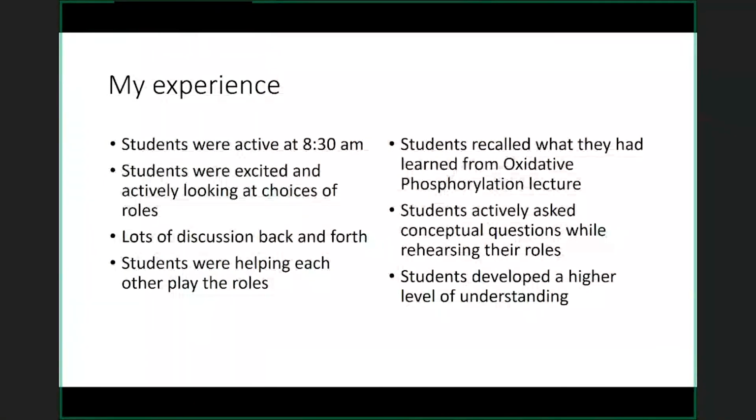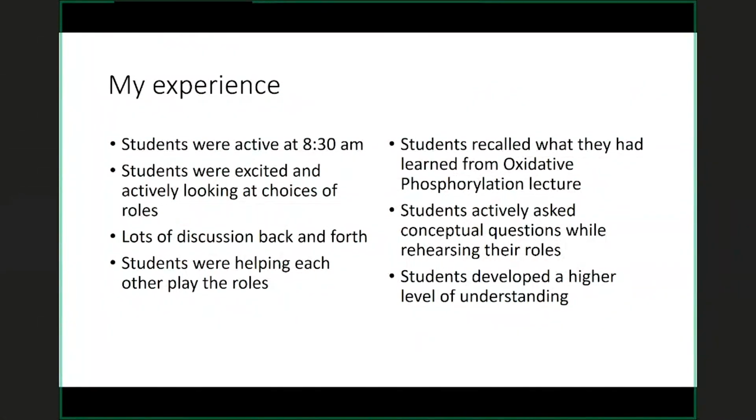The rehearsal was the best because that's when they really hashed out a lot of this, what to do, and who's doing what, and where are we going, and when are we pretending to get reduced versus oxidized and rotating. So that helped a lot. And the students were very helpful to each other to help play the roles. It definitely helped them recall what we had learned in the lecture before. So this was one of my major goals, is I really wanted them to apply this and read up on what are we doing, how do we apply it, ask questions.